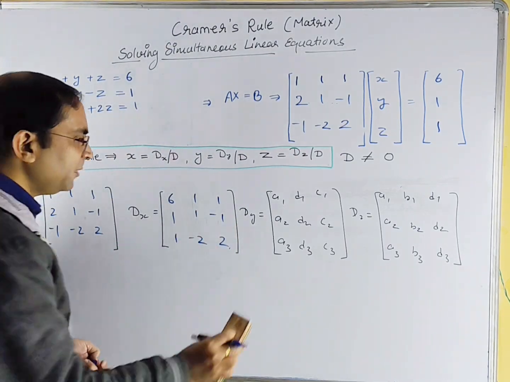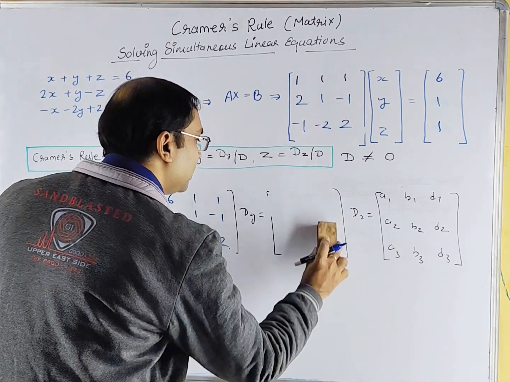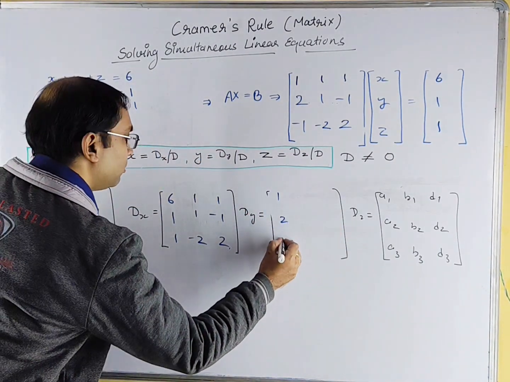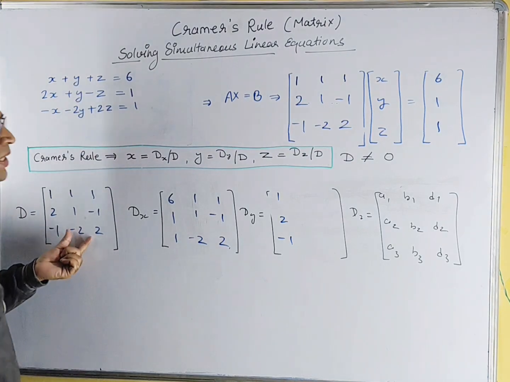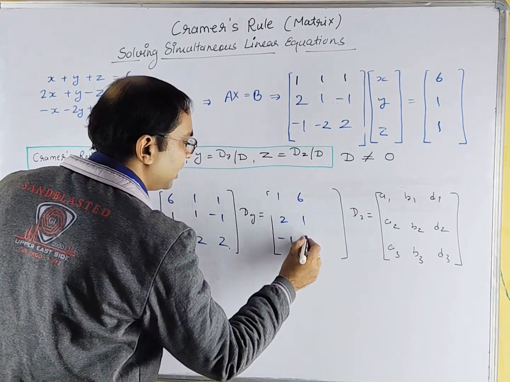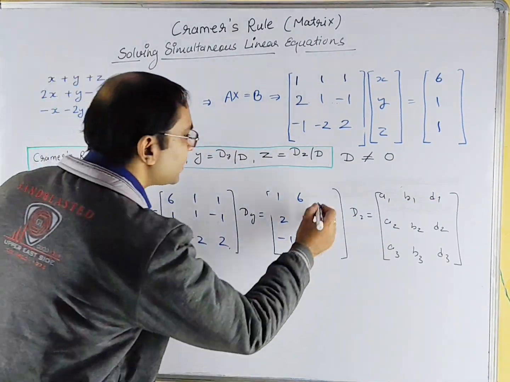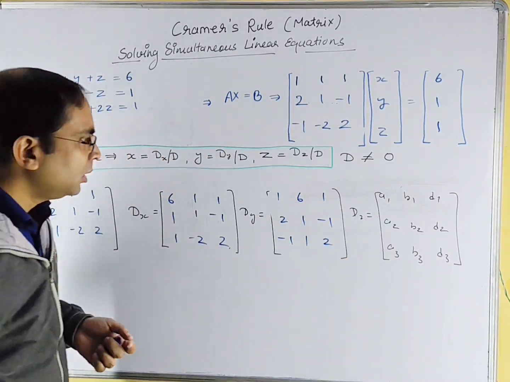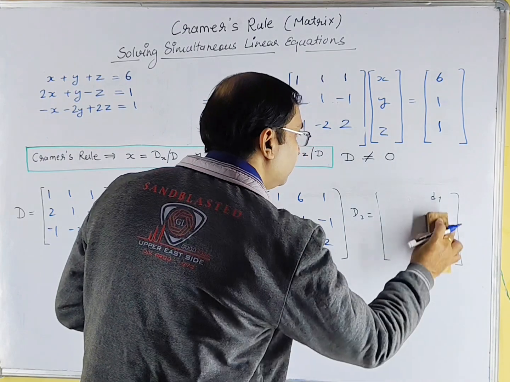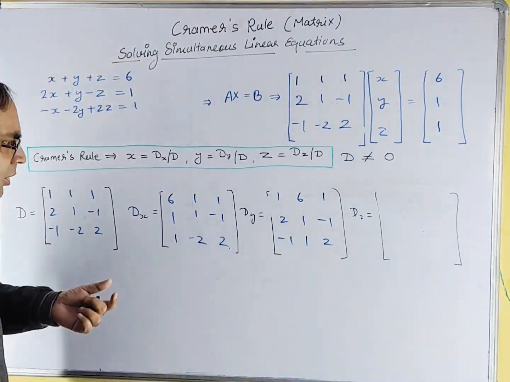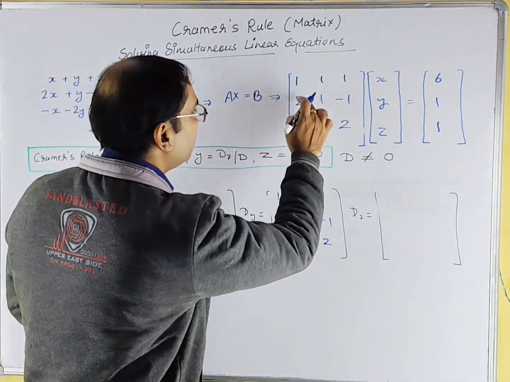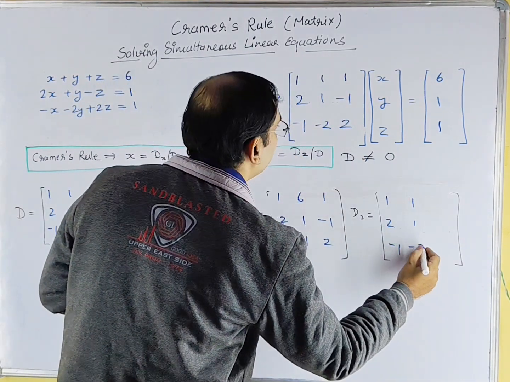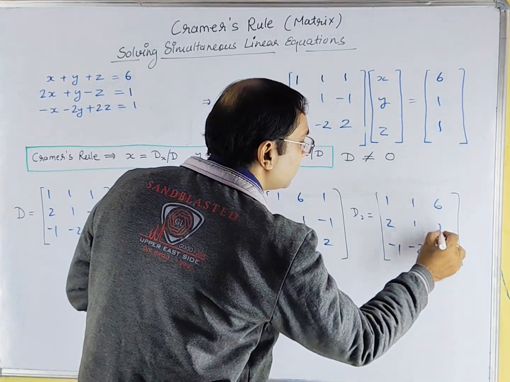In the second one, we will replace the second column and the rest will remain the same. So the first column will be the same: 1, 2, minus 1. The second column will be replaced by the solution, so this is 6, 1 and 1. The third column will remain the same: 1, minus 1 and 2. For the last matrix, we will have the third column replaced by the solution matrix. So the first two columns will remain the same: 1, 2, minus 1, and 1, 1, minus 2, and the third one would be 6, 1 and 1.